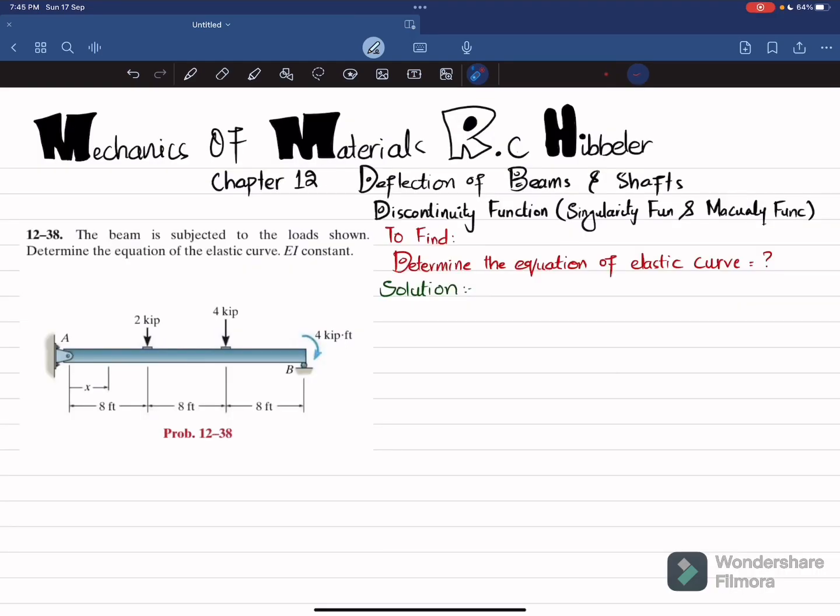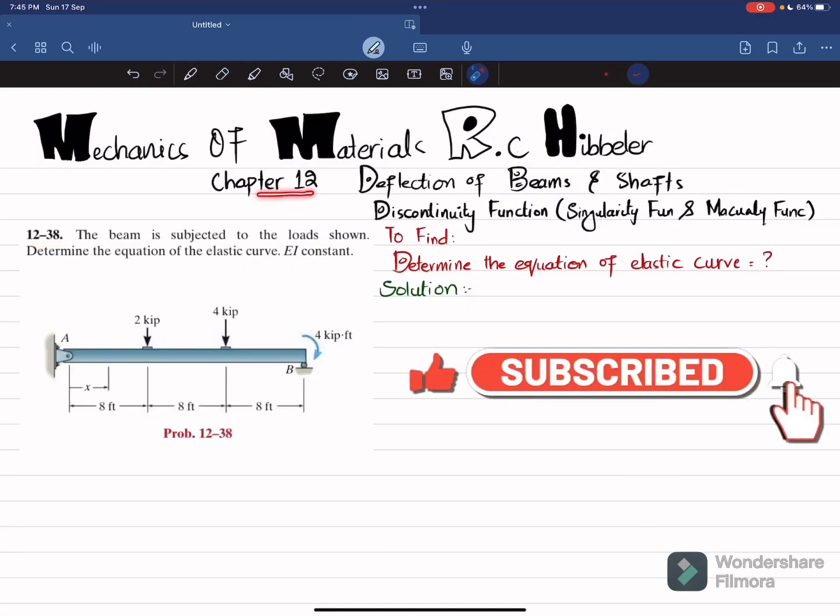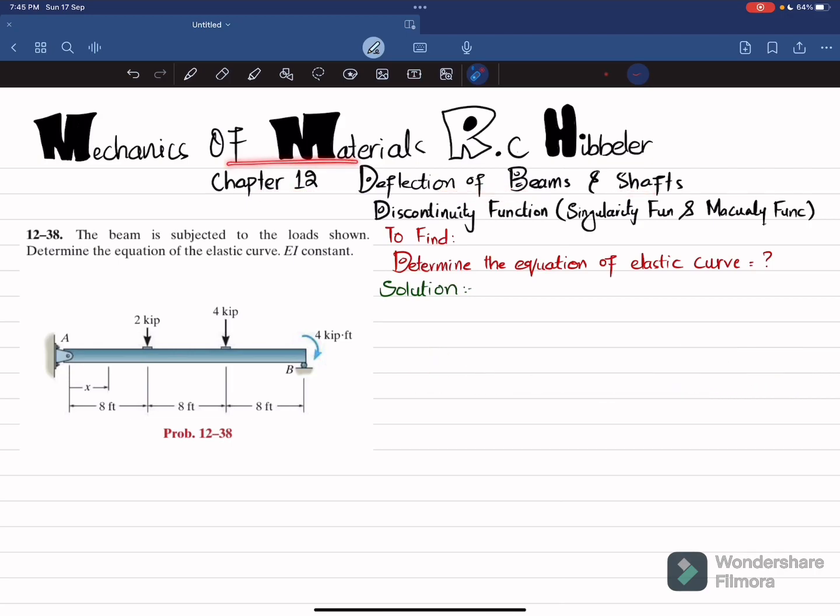Welcome back. In this video, we are going to solve problem 12-38, from chapter number 12, deflection of beams and shafts, by Mechanics of Materials, R.C. Hibbeler. And we'll solve this problem using singularity functions or Macaulay's method. The statement is: the beam is subjected to the loads as shown. Determine the equation of the elastic curve. EI is constant.